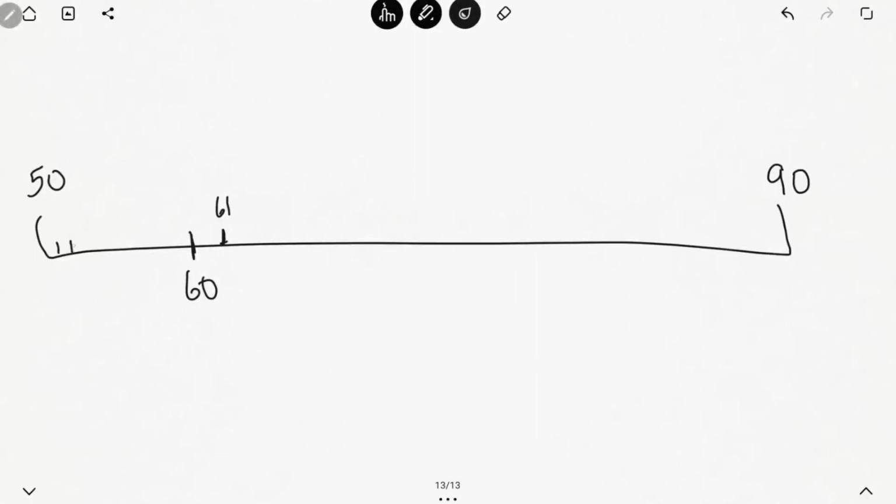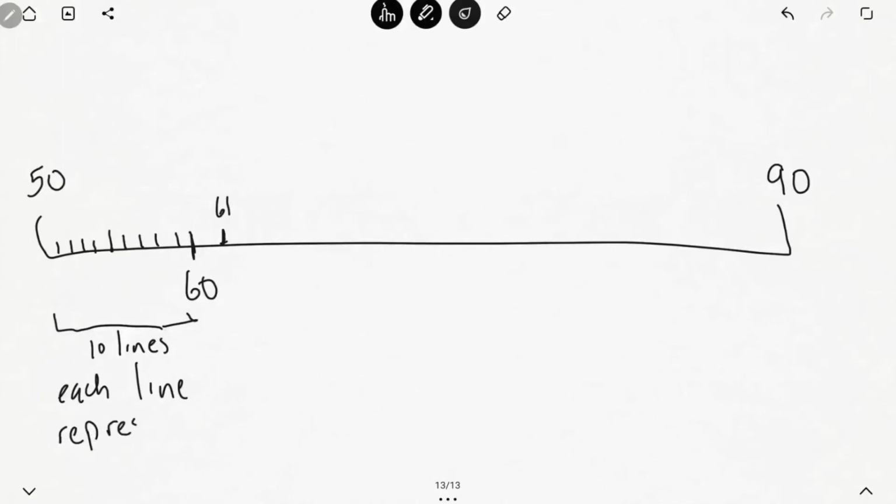Okay, come back in, and you should see 1, 2, 3, 4, a longer line at 5, 6, 7, 8, 9, and then 10. So between 50 and 60, you have 9 lines between them, but including 60, you have 10 lines. That tells you that each line represents how much? Each line represents 1 unit, okay?